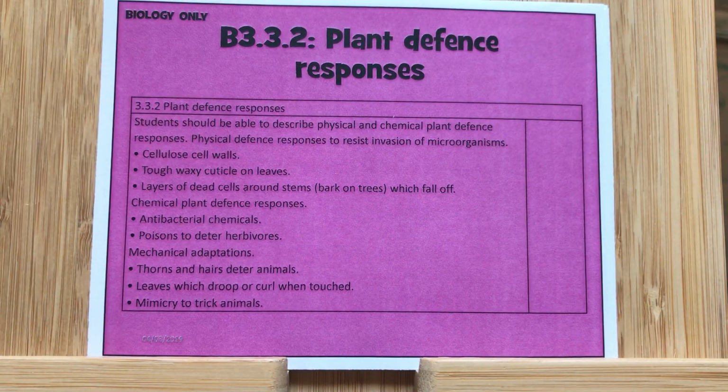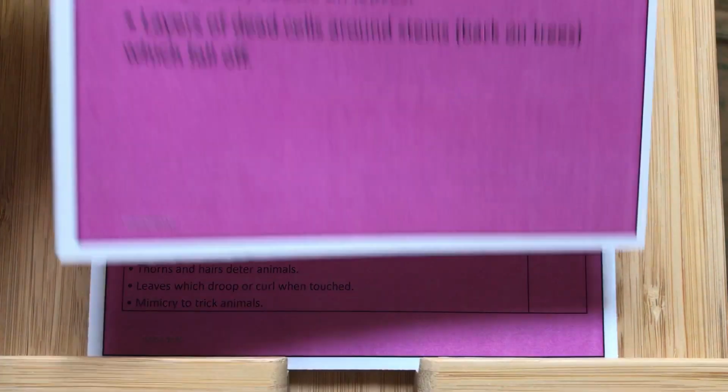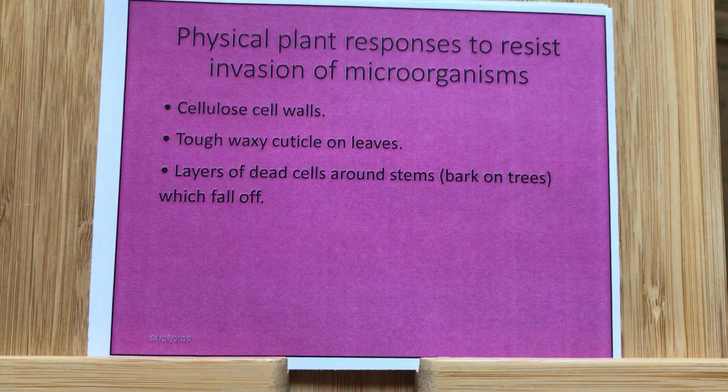Plant defense responses. Okay, there's several different ways that plants can respond here. So the first one we're going to look at is physical plant responses to resist invasion of microorganisms. These are the physical responses that plants can do to resist invasion of microorganisms, pathogens, not animals, just really small pathogens. So the fact that the cell wall is made of cellulose, that's a barrier that stops those pathogens from getting into the cell.